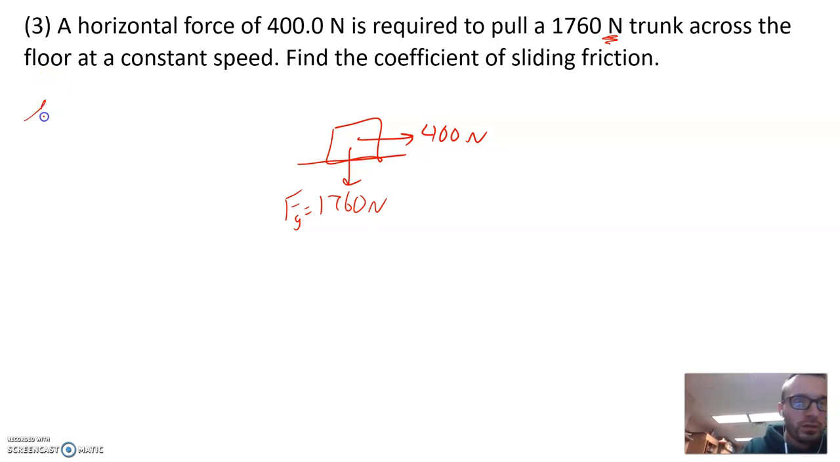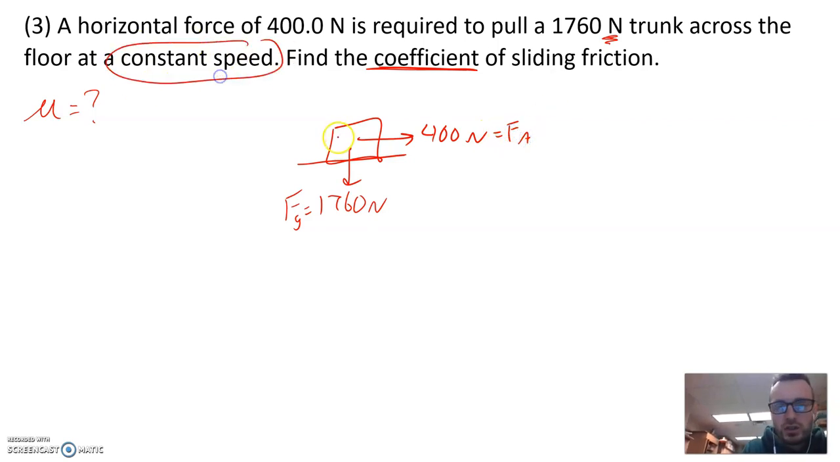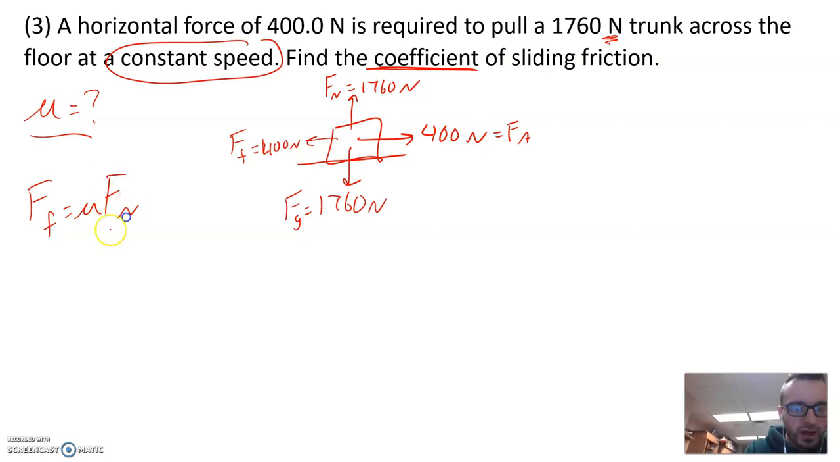Ooh, we've got to find the mu for this one, the coefficient. Remember, this means the mu, that little decimal number. Well, this is the applied force, and we're moving at a constant speed, so the force of friction has to be equal to that. It also has to be 400 newtons the other way. Then the normal force up has to be equal to 1760 newtons. And if we look at mu on our equation sheet, the only place it shows up is FF equals mu Fn.